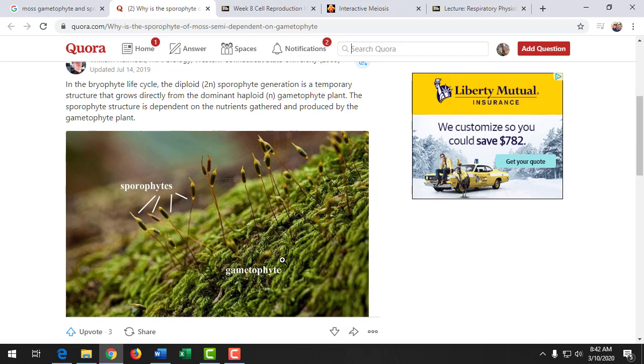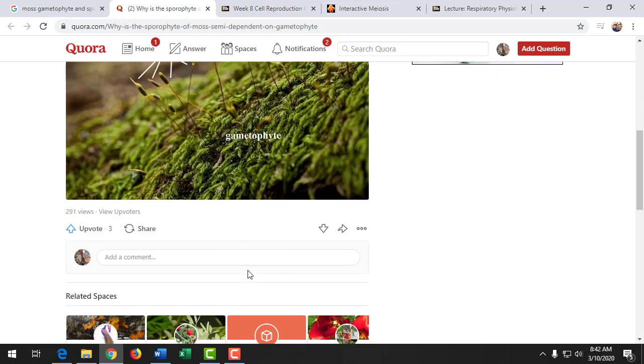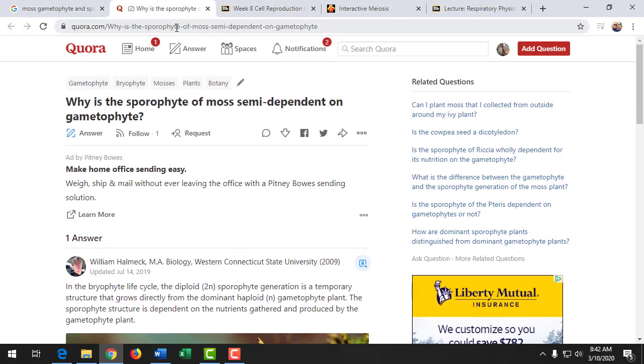Yes? It's kind of like when you let the grass grow too long and then it grows the seeds on the top, is that type of thing? I'm not sure. When you let grass grow too long, I don't know. We could look that up.